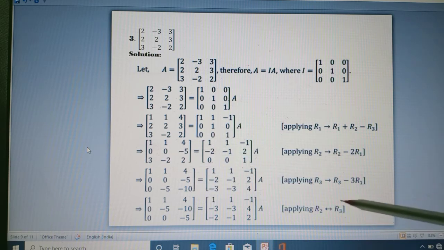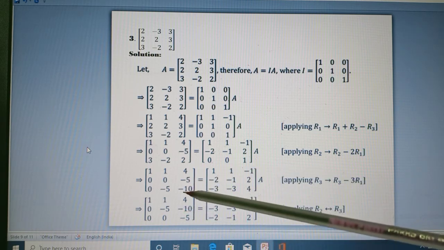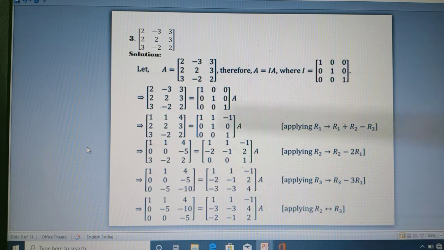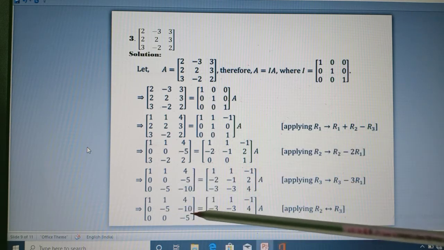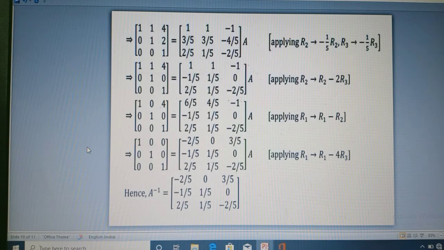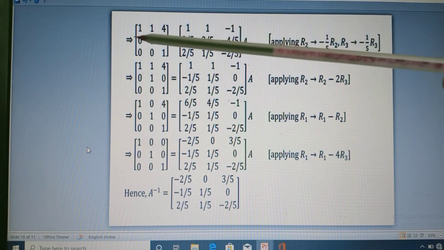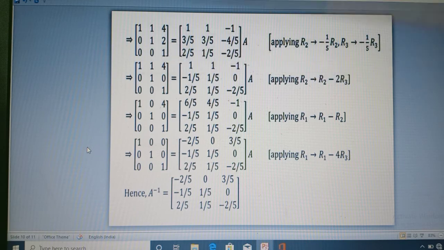Then interchanging R2 and R3, these two rows are interchanged. After that, see, 5 is common, so in the next step we can divide R2 by -5 and R3 by -5, that is, multiply R2 and R3 by -1/5. Then you will get like this 1 1 4, 0 1 2, 1 1 0.